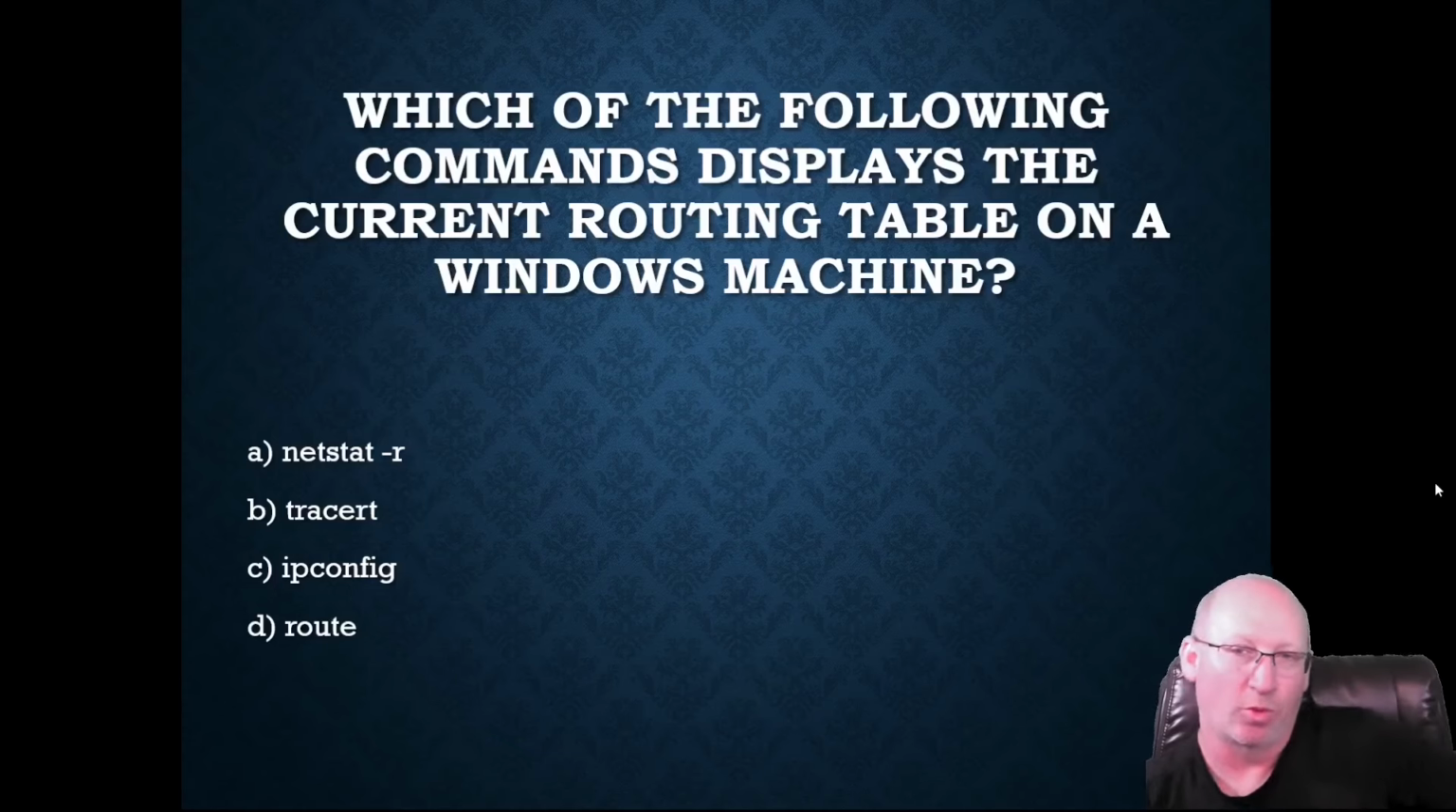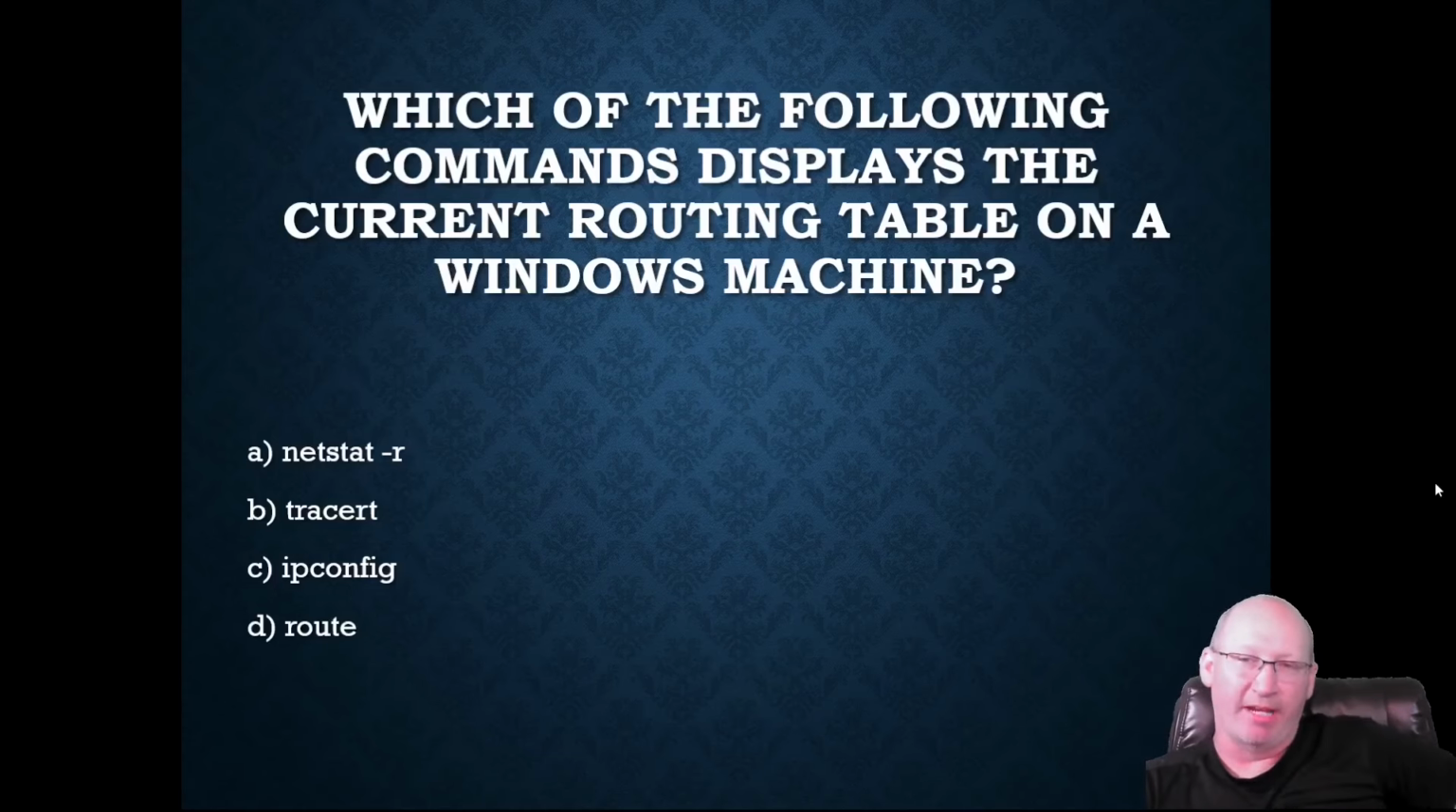All right, question number 1. Which of the following commands displays the current routing table on a Windows machine? This is typical of what I would expect to see on the Network Plus exam. You'll notice that we've got a basic question and then 4 multiple choice answers, which provide us little to no detail of what's going on. So you almost have to know what you're looking at when it comes to this type of question.